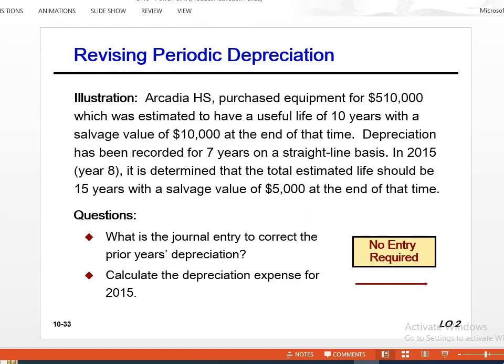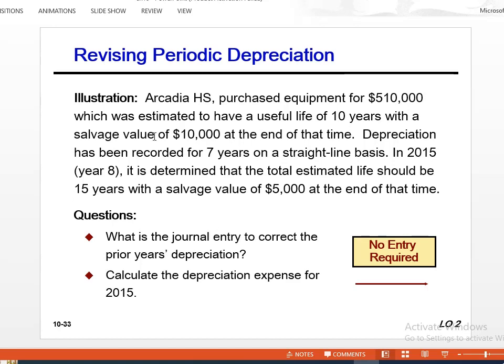We have an example over here. Arcadia HS purchased equipment for $510,000, which was estimated to have a useful life of 10 years with a salvage value of $10,000 at the end of that time. So two estimates we have: useful life 10 years and salvage value $10,000 when we purchase this equipment. Depreciation has been recorded for 7 years on a straight line basis. So for 7 years there was no problem.